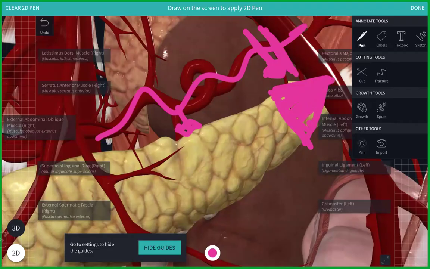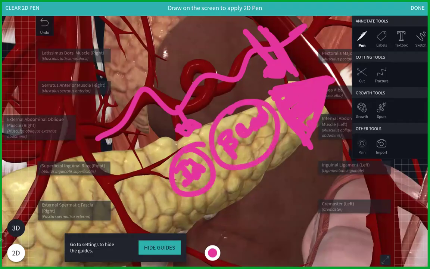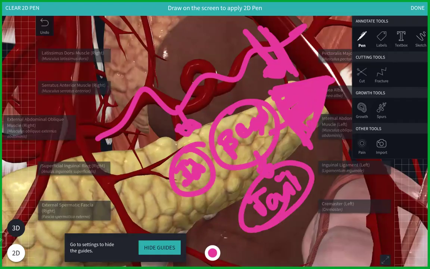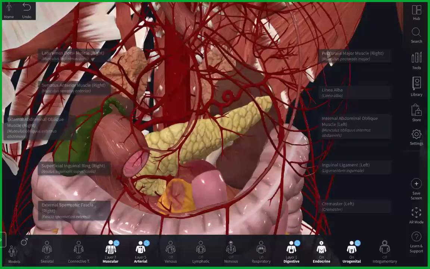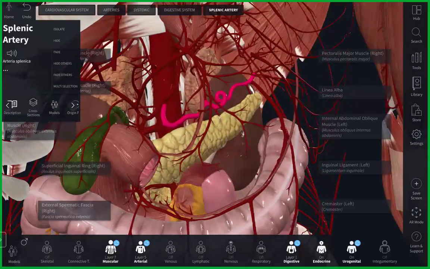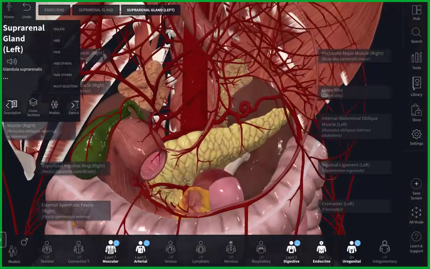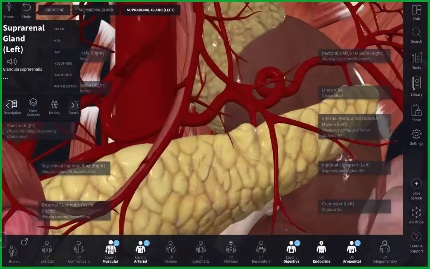What's the problem if the tail of the pancreas gets injured? Guys, pancreatic necrosis, and we lose insulin. Why? Because most of the beta cells of the pancreas are present in the tail of the pancreas. That's why this is very important and we have to know it. And of course, that's why they ask what's under the splenic artery. That's the pancreas. And this is our suprarenal gland. You can see that it's somewhat anterior to the suprarenal gland.